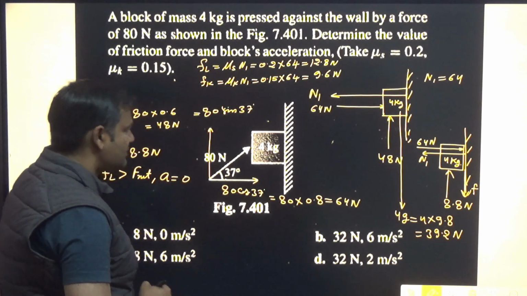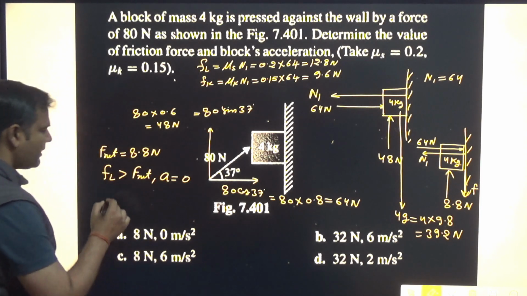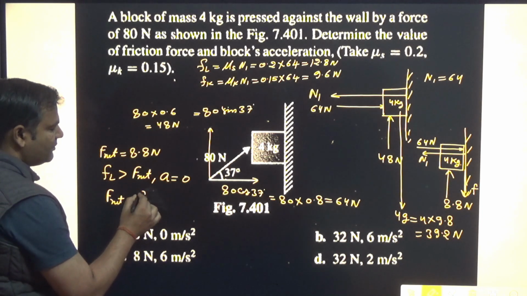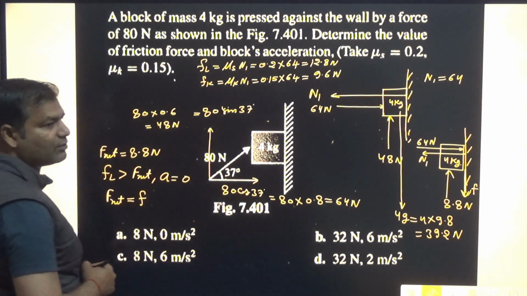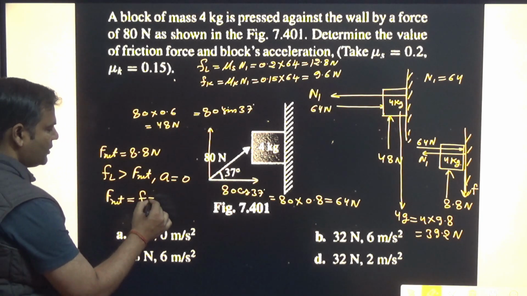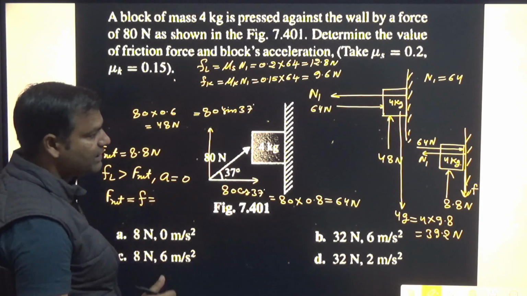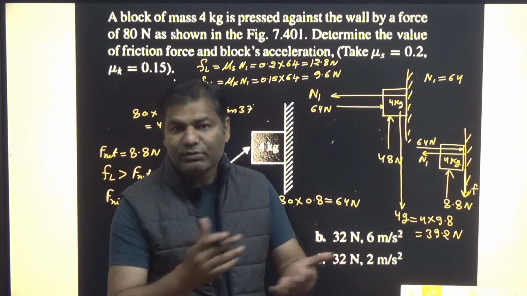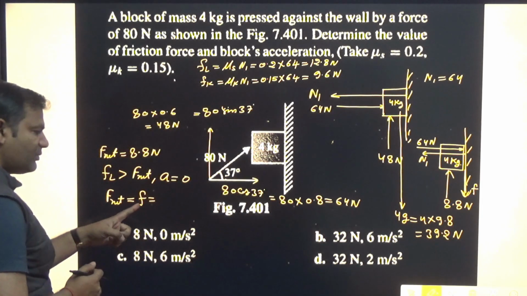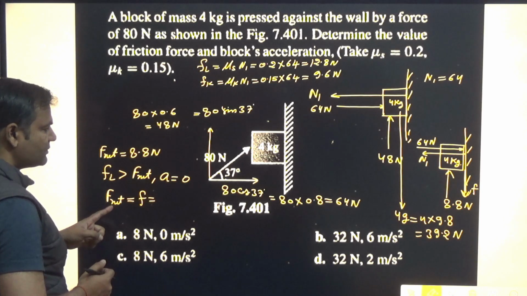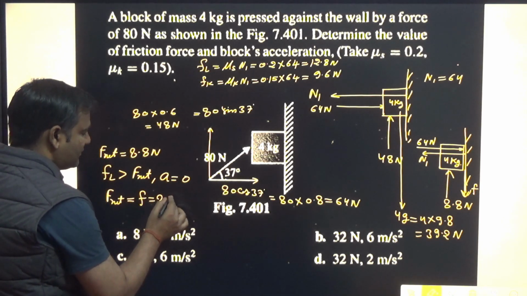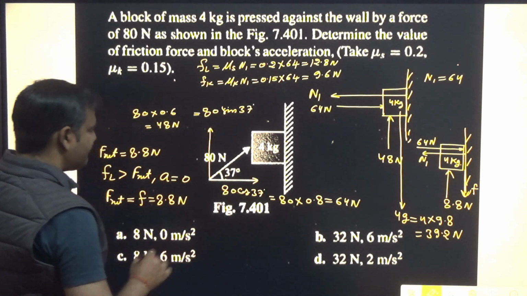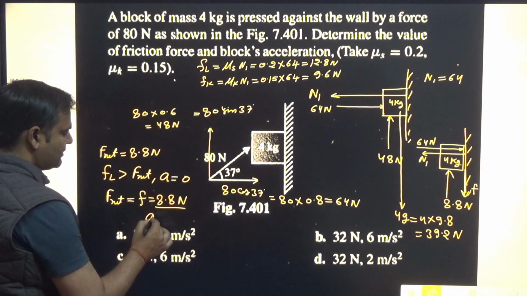In that case, the net force is equal to the frictional force, and it means the block is not moving. It means if the applied force is 8.8, then the frictional force is also 8.8, and the block is not moving. So if you ask what the frictional force is, you get the net force. Net force is 8.8, so the frictional force is 8.8 Newton. Clear or not? So the frictional force is 8.8 and the acceleration of the block is 0.